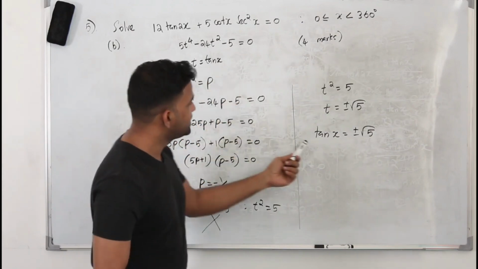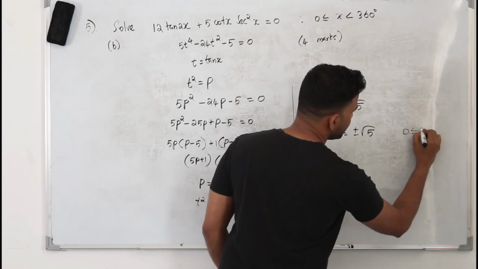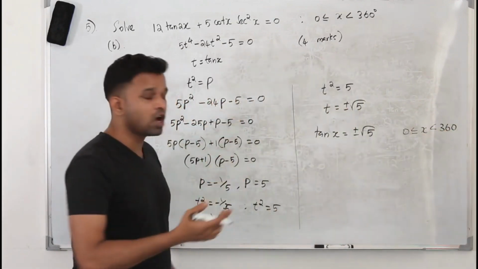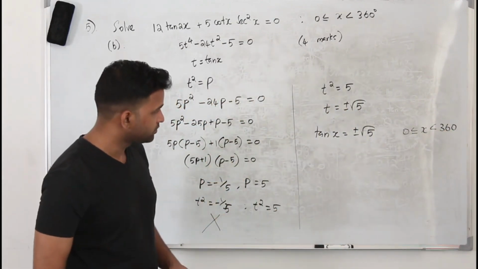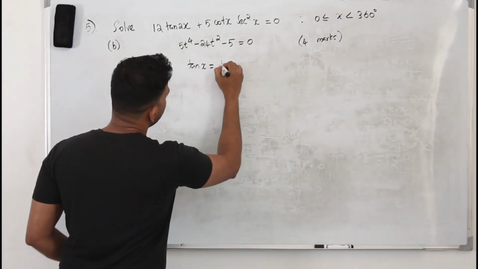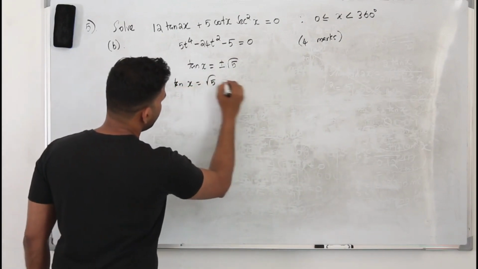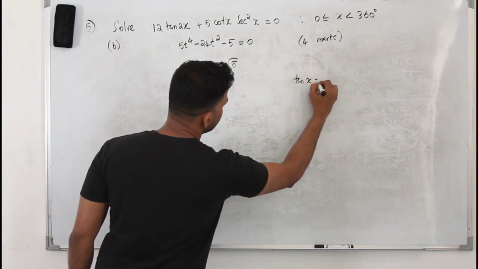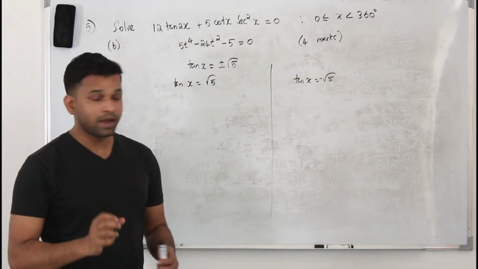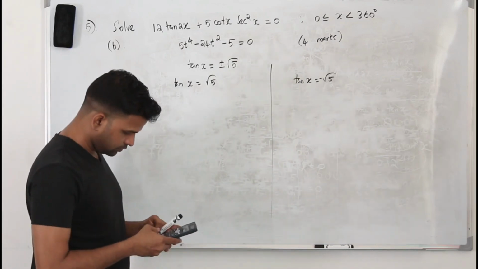And your t is tan x. So you need to solve this within this limit, 0 less than or equal to x less than 360. You must know how to solve a trigonometric equation. You can take the plus square root of 5 and minus square root of 5 separately. First, we are going to find the principal value. Find the tan inverse of square root of 5.